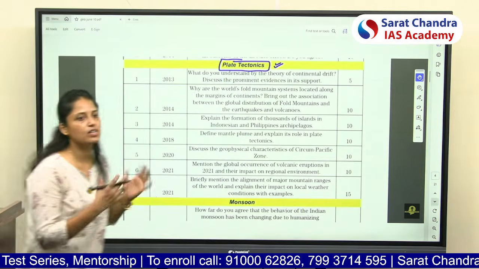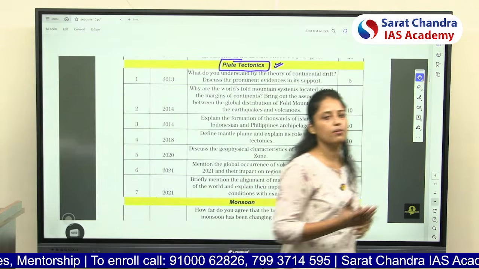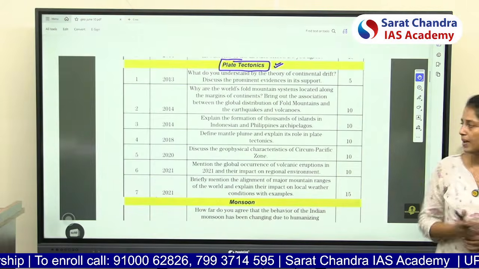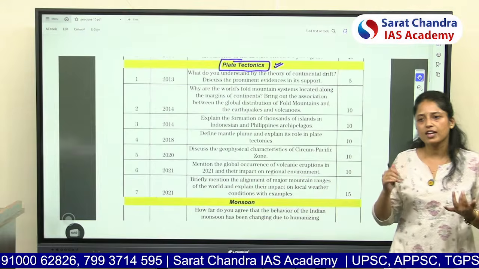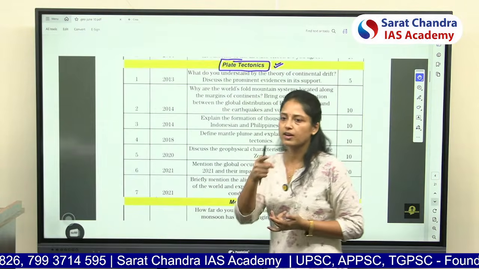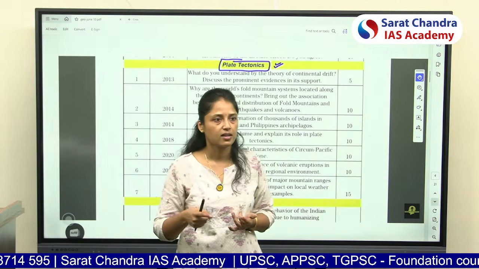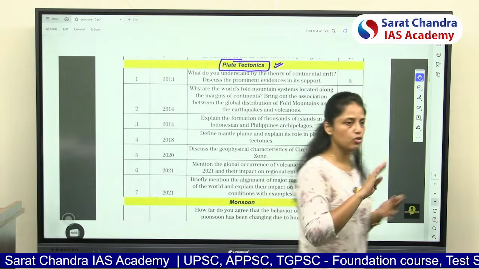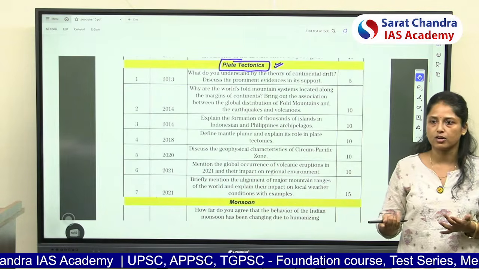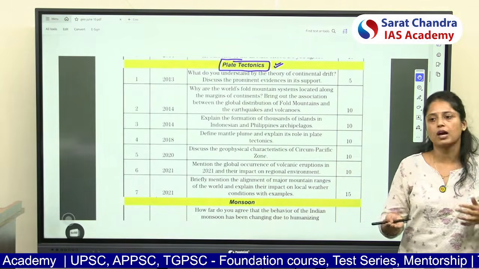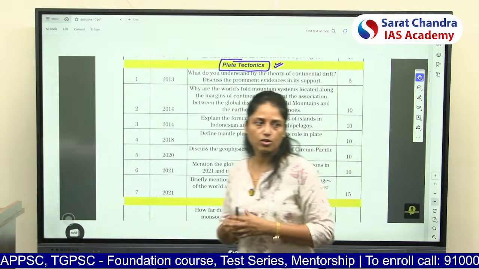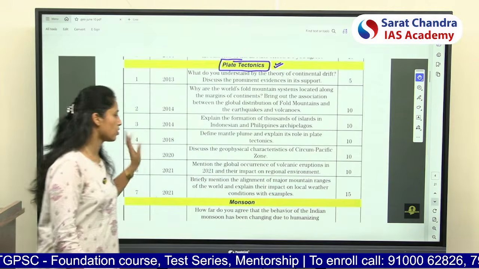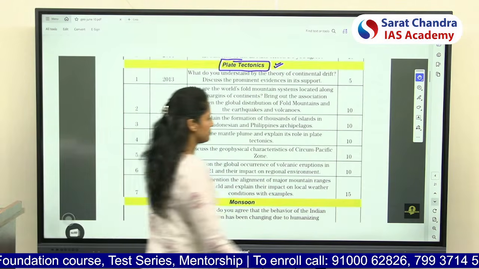So in some way or the other, this plate tectonics theory becomes very, very important. Maybe directly it is not mentioned plate tectonics, but even if question comes on earthquake, you will write about plate tectonics, right? Even if the question comes just on the volcanoes, you will write about plate tectonics. Even if question comes on tsunami, in tsunami also plate tectonics play an important role, right? So anyway, in some way or the other, plate tectonics you can easily relate.